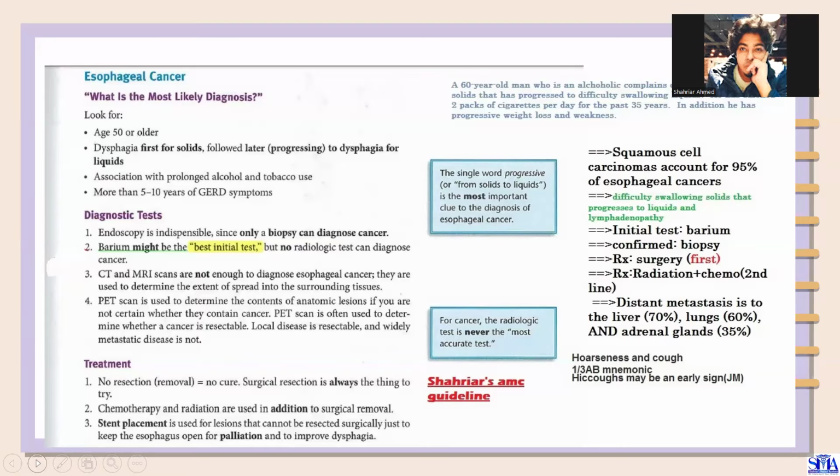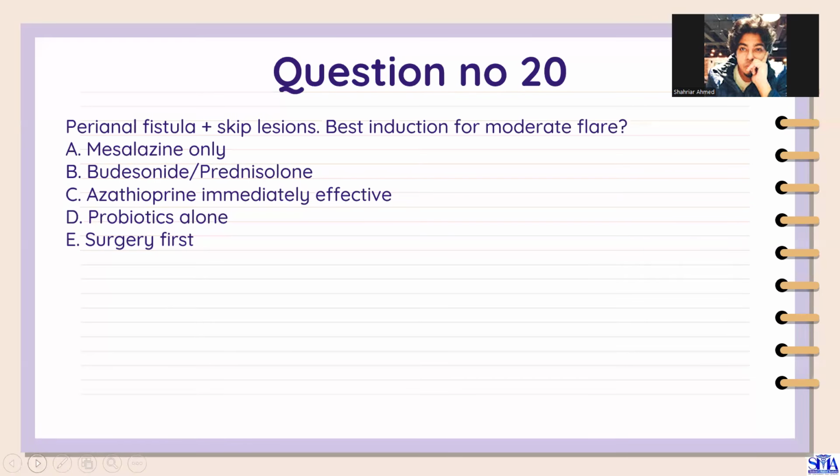Okay. Some information about esophageal cancer. I'm not going into more detail because we have studied esophageal cancer in our previous class. You can check our previous GIT theory video, where we have discussed it already. Next question. After this question, we'll go for a break.